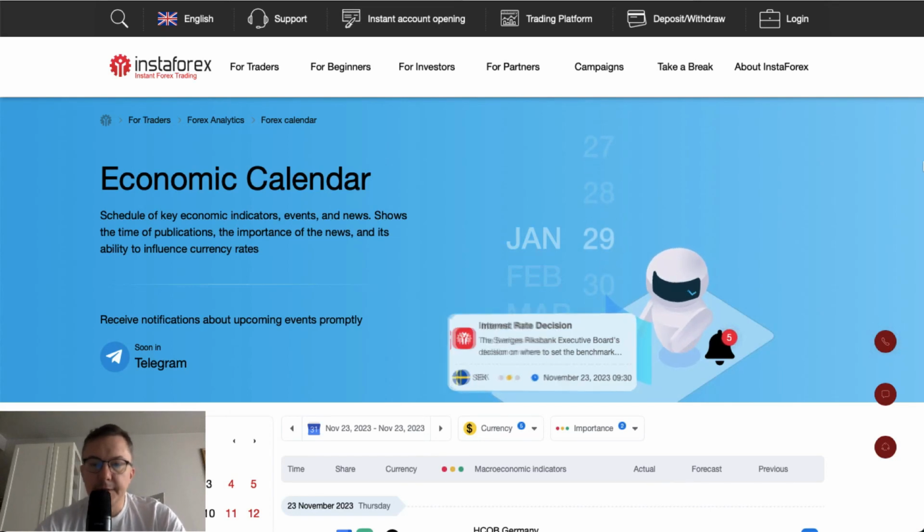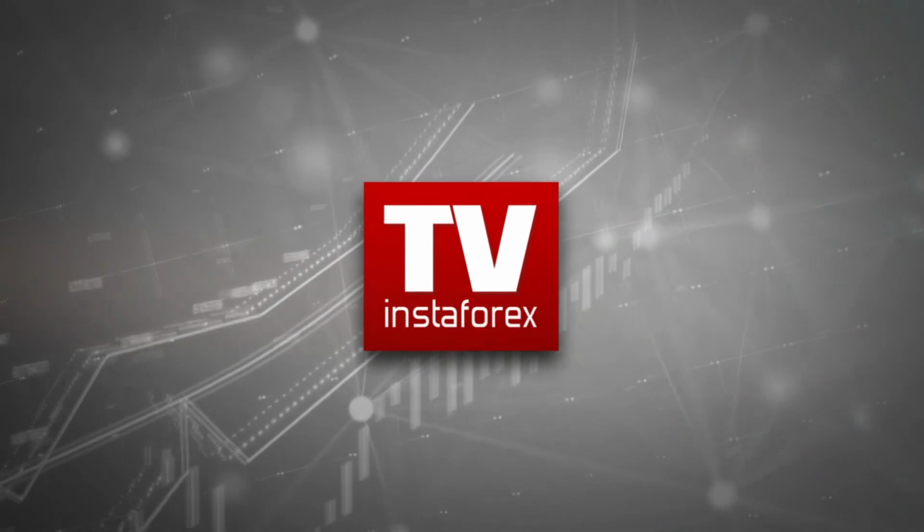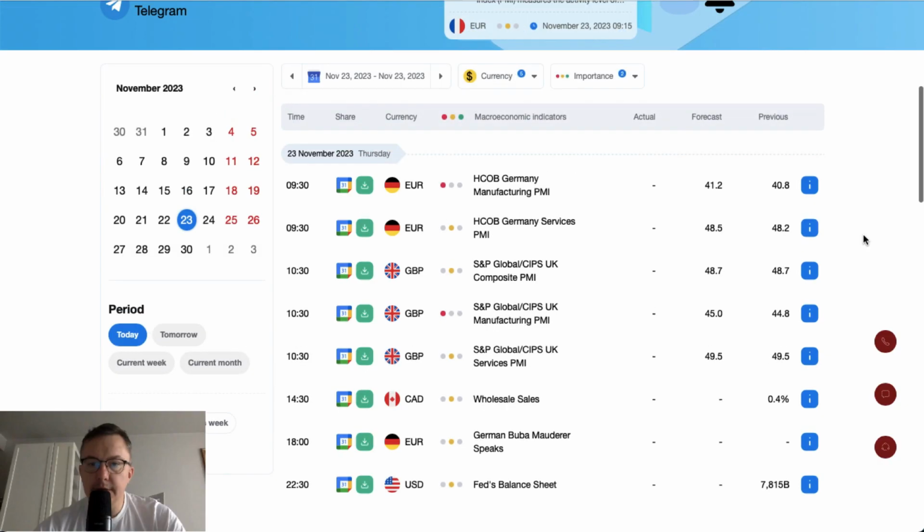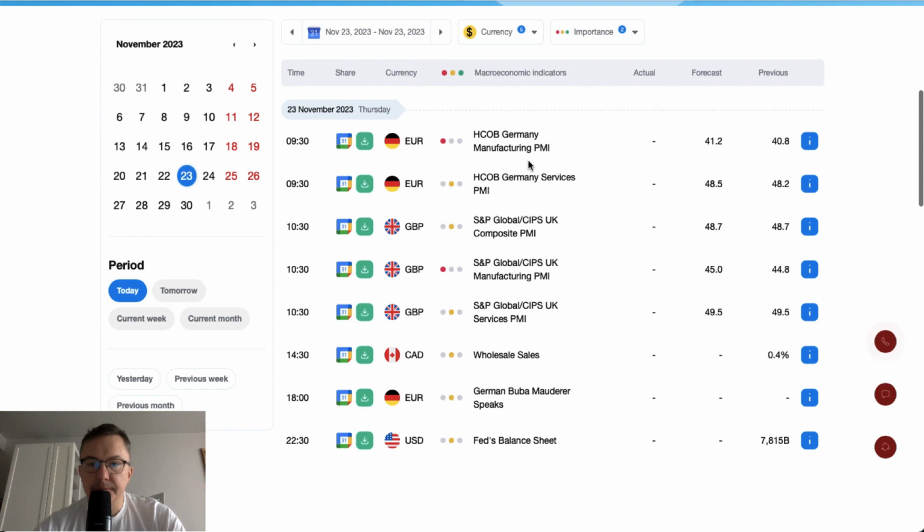Today is Thursday, November 23rd, 2023. Let's take a look at what's going on the economic calendar today. As you can see, the key event of today is the German manufacturing PMI, which is scheduled for release at 9:30, together with the Germany services PMI. Then we got the manufacturing PMI, services PMI and composite PMI data from the UK. These data are scheduled for release at 10:30. It looks like quite a busy London session.